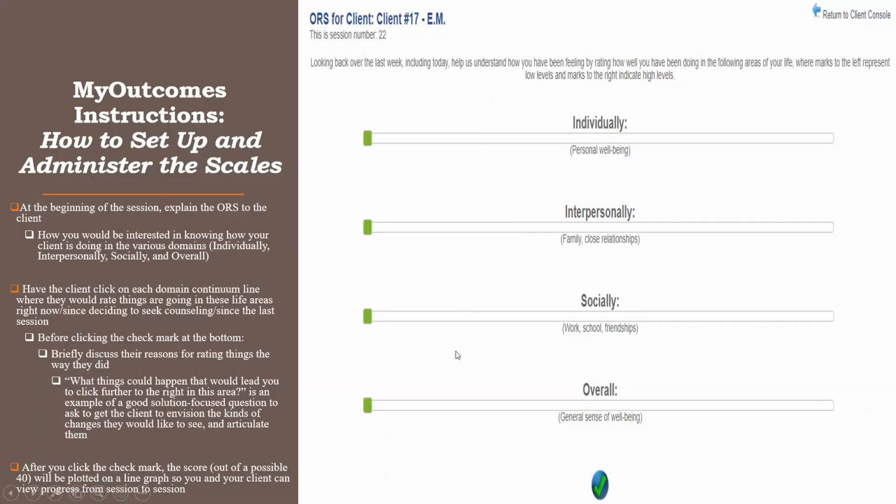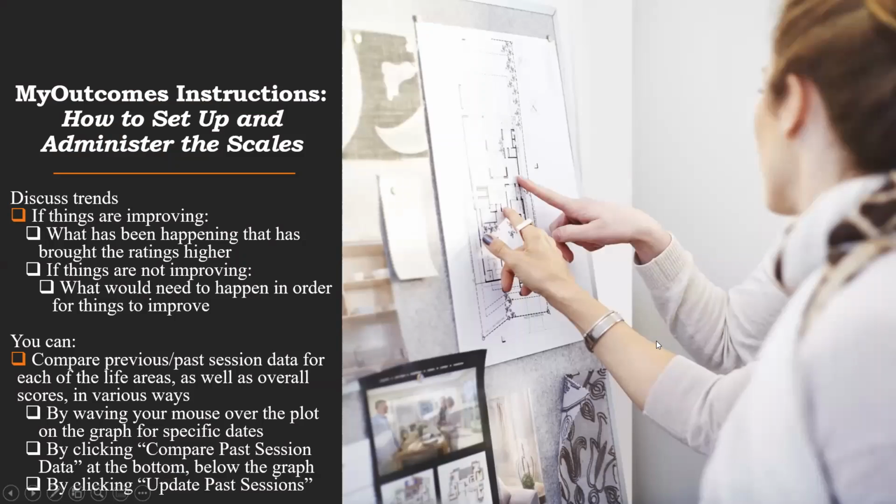And then after we click the check mark, the score out of a possible 40 will be plotted on a line graph, so you and your client can view the progress from session to session. And I'll show you some of the graphs as we move forward. But yeah, maybe I'll show you right now. Let's see here.